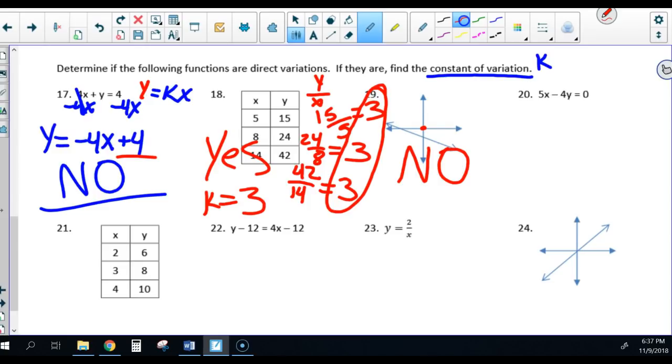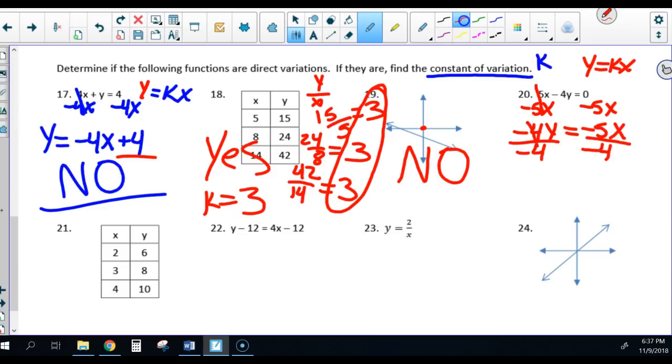Another equation has to be y equals kx. So, isolate the y. Minus 5x. Negative 4y equals negative 5x. Divide by negative 4. And I have y equals, that simplifies to positive 5/4 x. So, yes, that is a direct variation because this is y equals kx. And k is just 5 over 4.